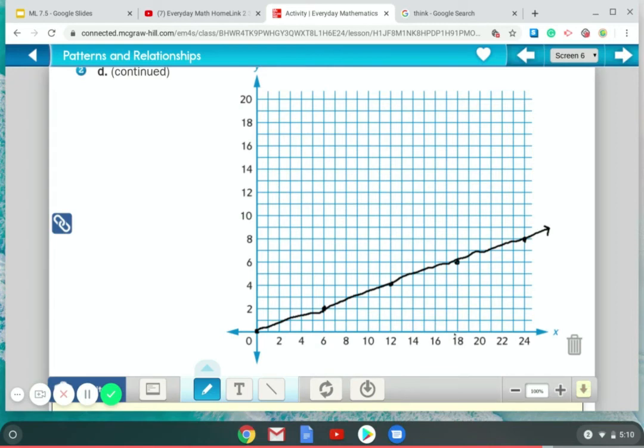So if we were to then move forward and visualize where our next number on the x-axis would be, we would go out to 30.